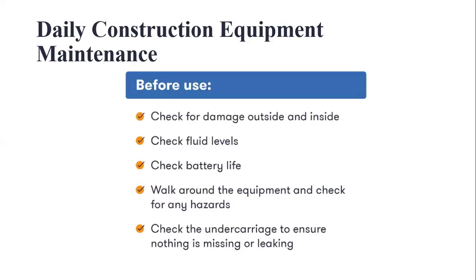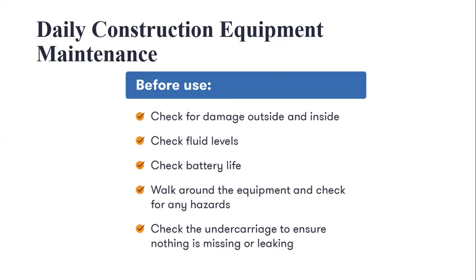Then comes the daily construction equipment maintenance. This is further classified into three stages. That is, before using the machine for any particular project, it has to be checked. During its operation, the machine has to be checked. And after the operation, the machine has to be checked. First, before using any equipment for any operation, the machine has to be checked for its internal and external damages.